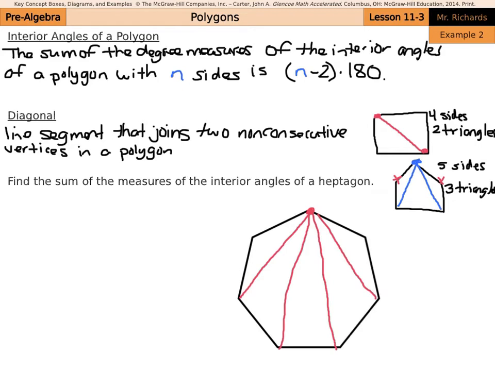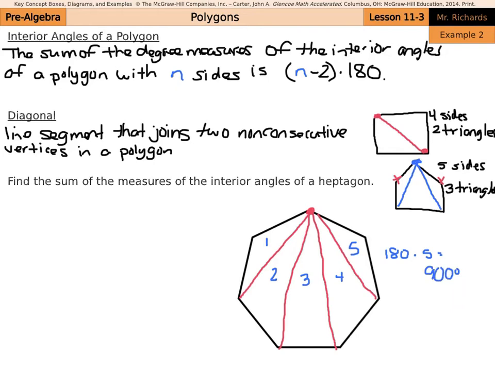And so we have a total of 1, 2, 3, 4, 5 triangles that are formed. And so one way of solving this without the formula is just to say I have 5 triangles. So I could take 180 and multiply it by 5 to get 900 degrees.